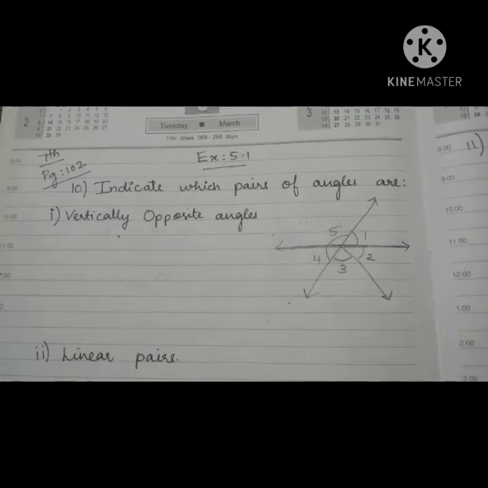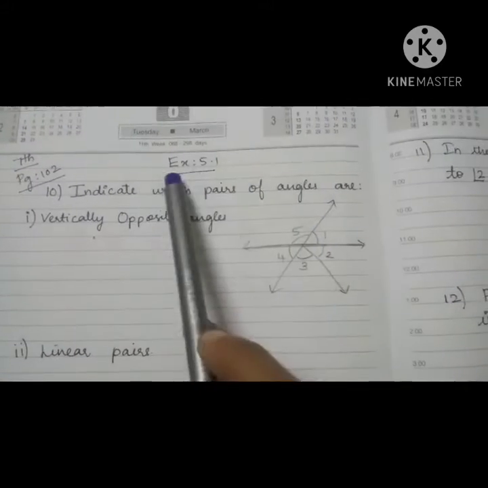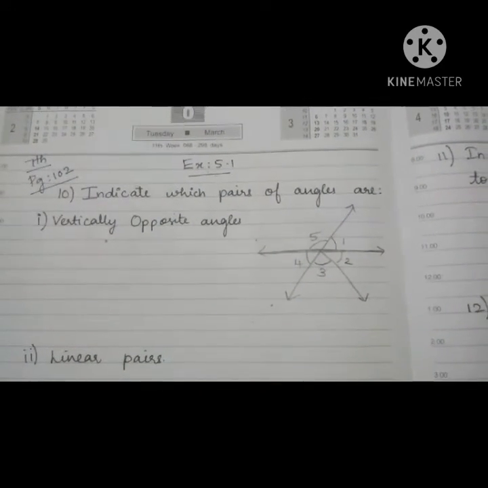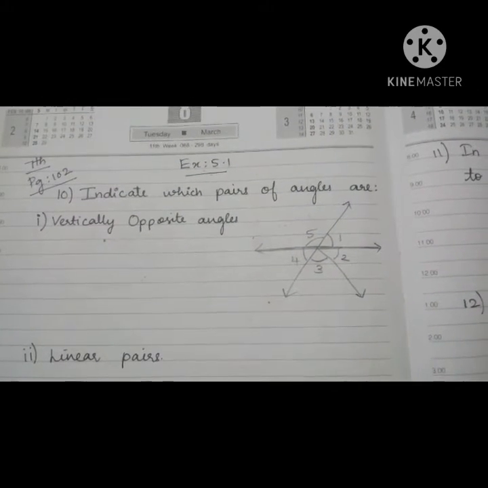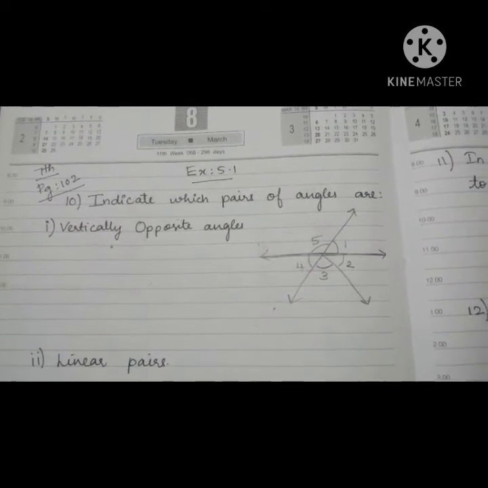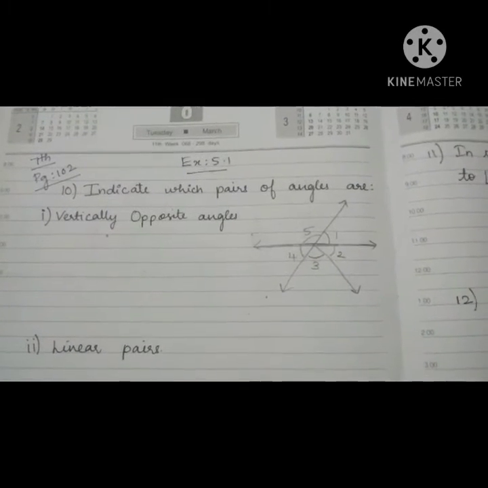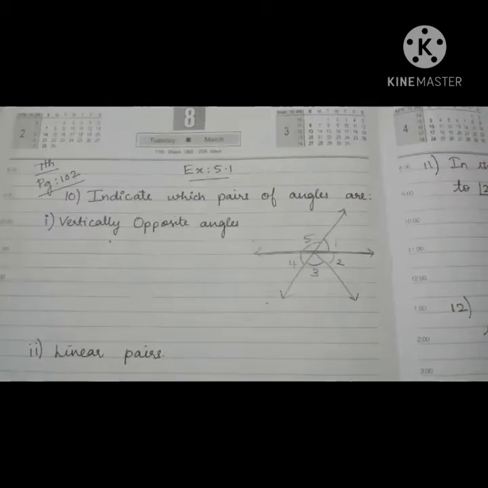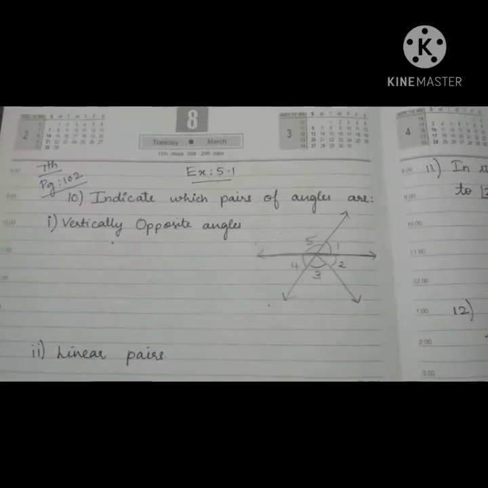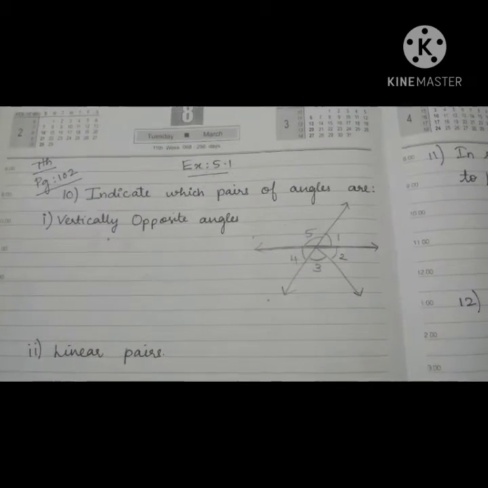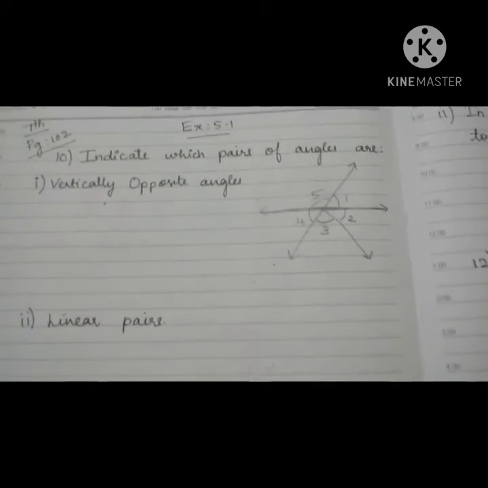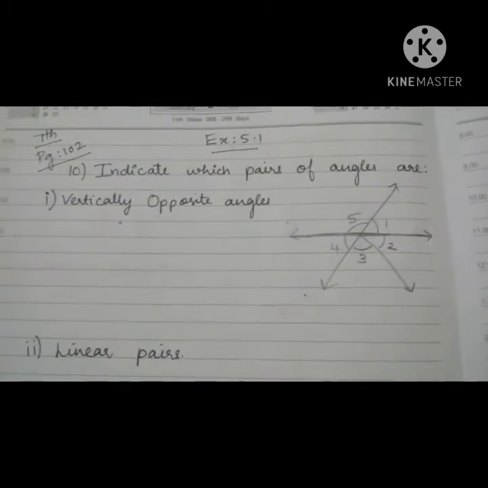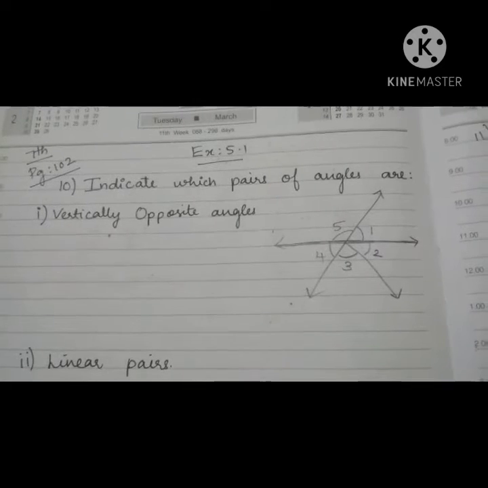Today's class, we are going to continue exercise 5.1. Okay, you can take page number 102. In the last class, we discussed a few problems from exercise 5.1. Right now, we are going to continue this exercise. Till ninth problem we have discussed, and in the last class I told you few problems should be written in the textbook, right? That we have completed.